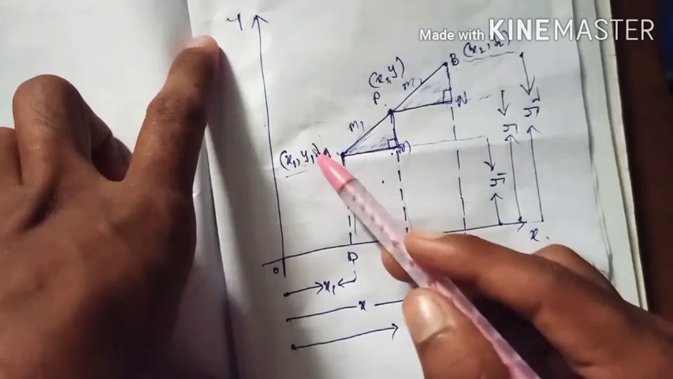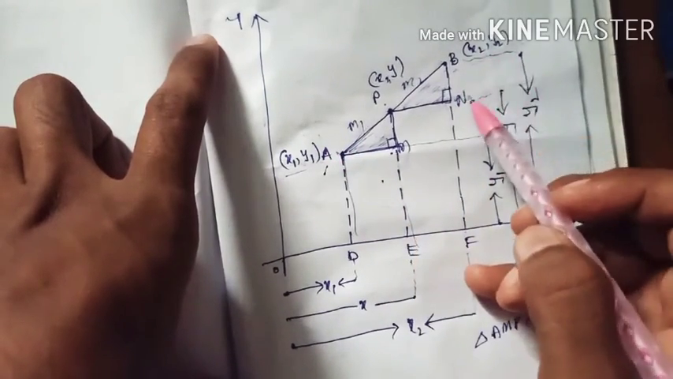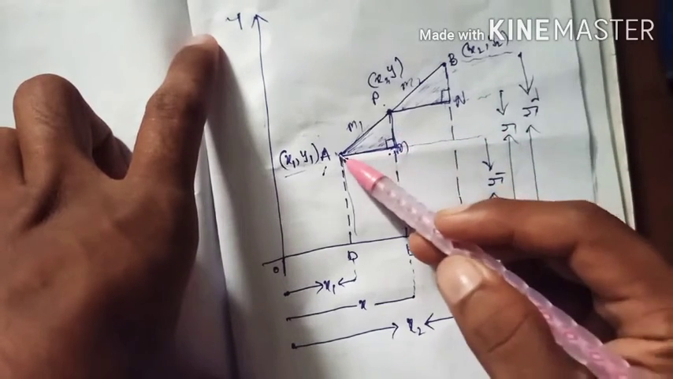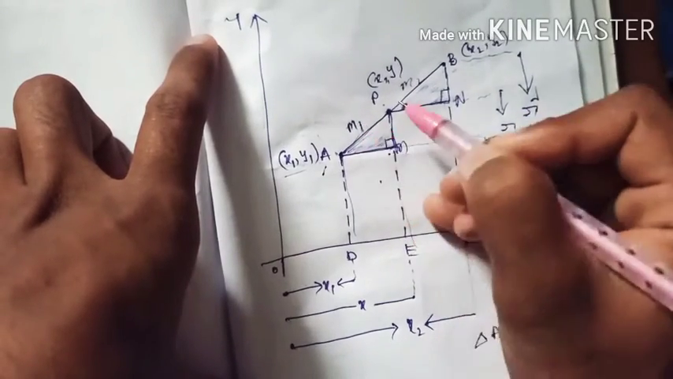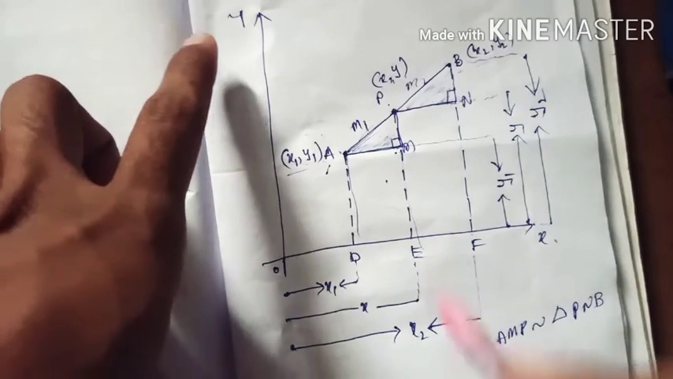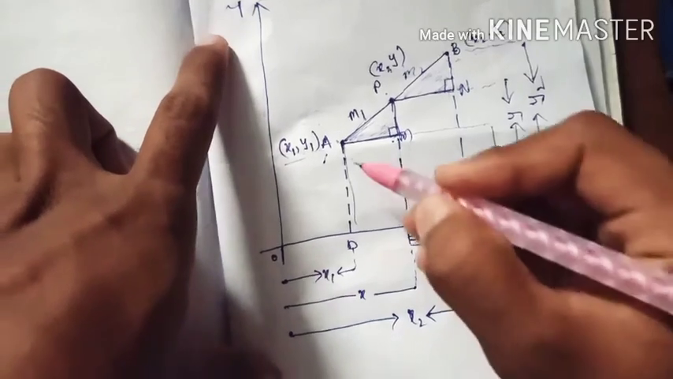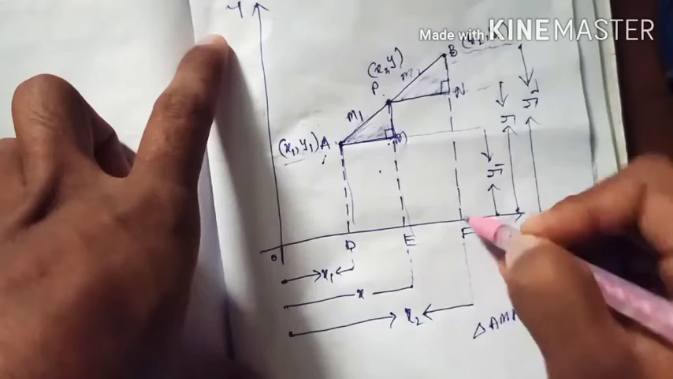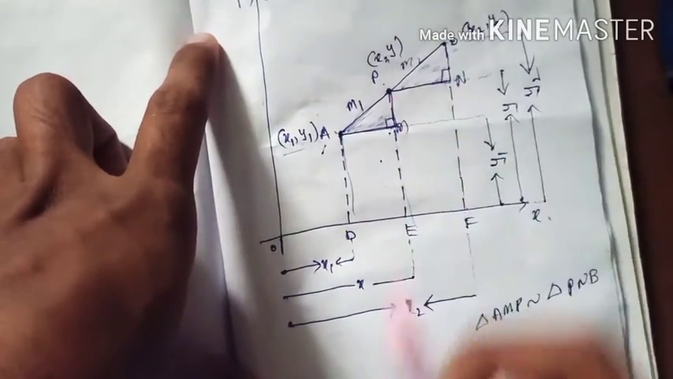The coordinates of A are (x1, y1) and the coordinates of B are (x2, y2). We also know that P divides the line segment AB in the ratio M1 is to M2. Let's assume the coordinates of P are (x, y). Let's make some constructions: AD, PE, BF and AM and PN.